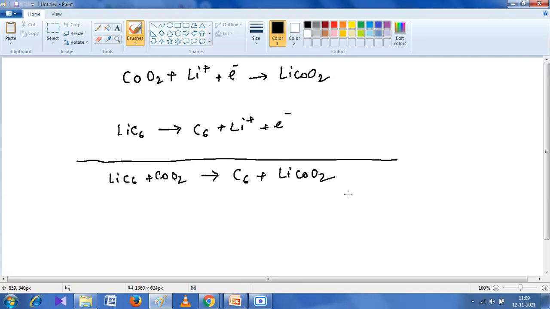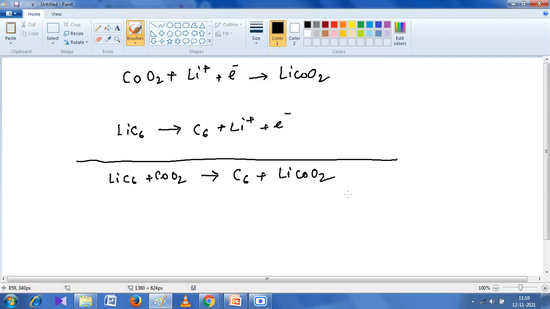At the time of discharge, the left to right reaction will happen, and at the time of charging, the reaction from right to left will happen. When we discharge the lithium ion battery, what will happen in the positive plate? The cobalt oxide and lithium ion will react and produce lithium cobalt oxide, and in the negative plate, lithium graphite will separate and produce graphite and lithium ion.